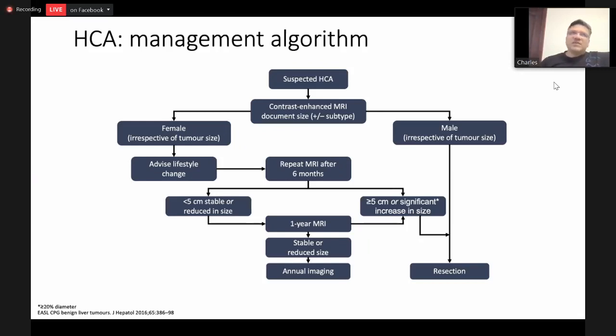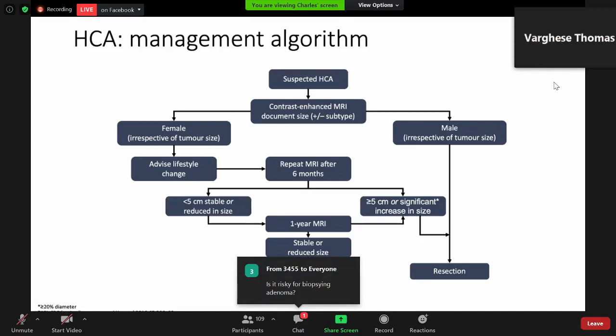So you can have exophytic adenomas, pedunculated adenomas, or adenomas that are deep in the liver tissue, and present for the first time with a bleed. Yeah, exophytic adenomas can always present for the first time with a bleed.